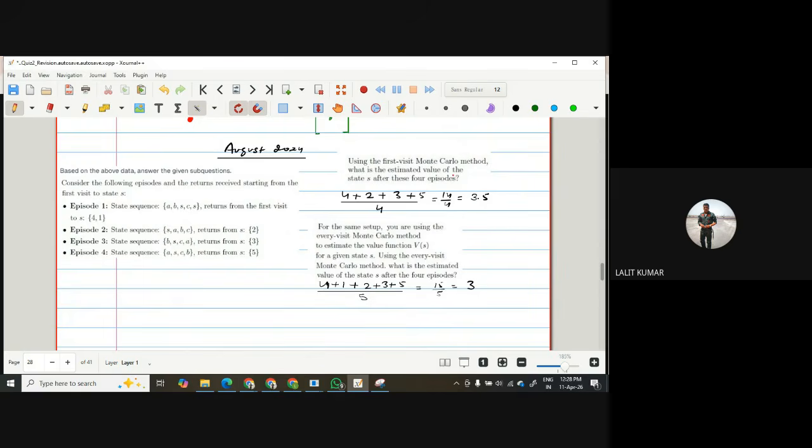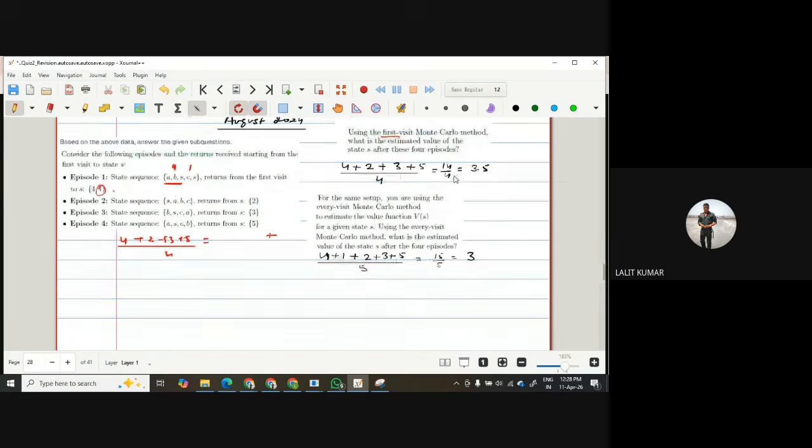So, first visit means, this is S, A, B, S, C, S. So here only from the first visit, and the returns received are the first visit. Here it is 4, here it is 1, so we will take only 4. Here it is 2, here it is 3, it is 5 divided by 4. This will be first visit. If we take all visits, then we'll add 1 and divide by 5. That is the concept here.